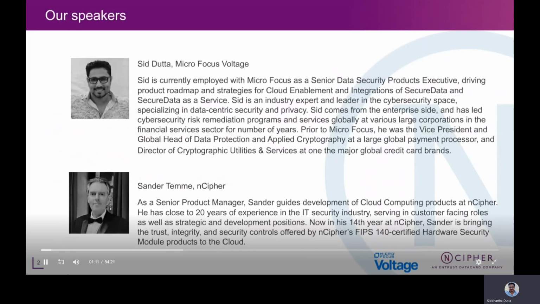Our speakers today are Sid Dutta and Sander. Sid is the Senior Data Security Products Executive driving product roadmap and strategies for cloud enablement and integrations of Micro Focus Voltage Secure Data and Secure Data as a Service. Sid brings a unique perspective to this webinar because he has been on the enterprise side as a customer for many years. With that experience, he is going to share with us the challenges that he has faced and the direction that he has chosen when needing to deploy solutions.